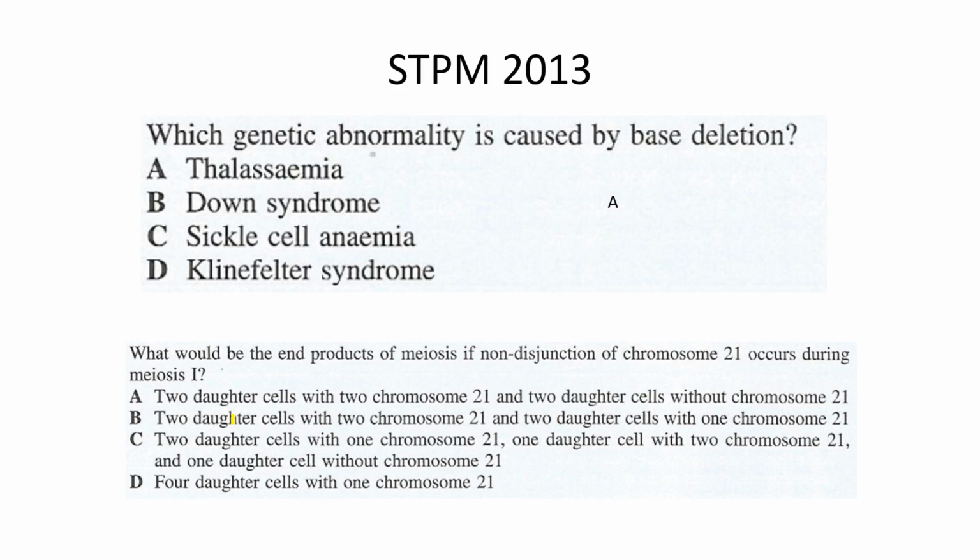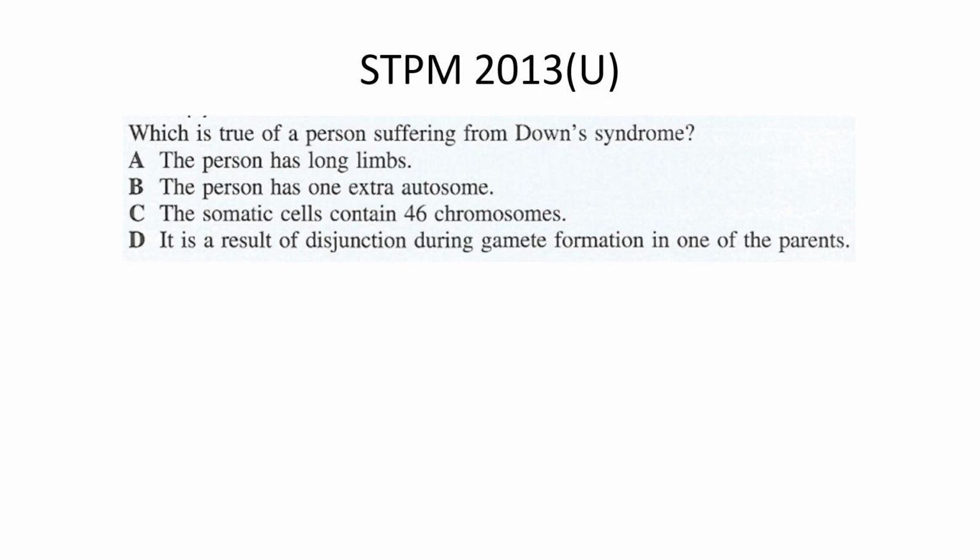Pause the video now. Try to answer this question on your own. Done? So the answer is A. Now, which row is a person suffering from Down syndrome? What's your answer? Remember, class, again, please pause the video. You only play the video after you have finished answering the question. Extra autosome, right? Trisomy 21. Chromosome 21 has an extra chromosome.